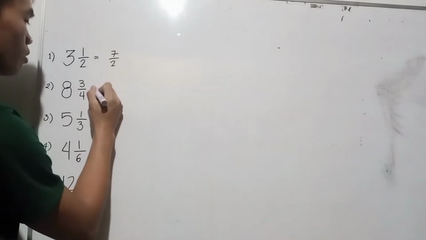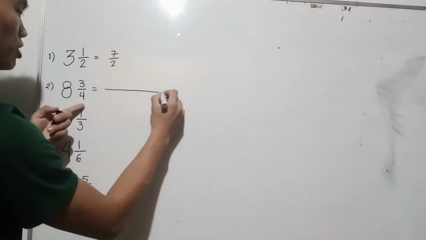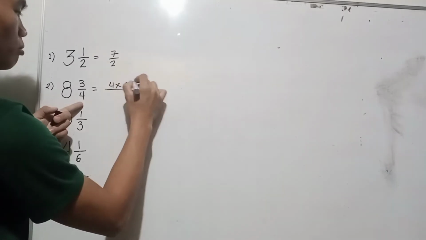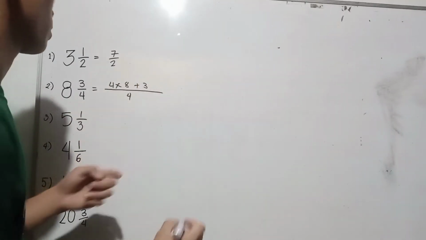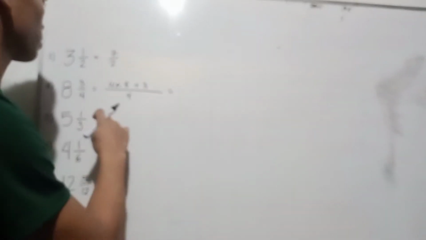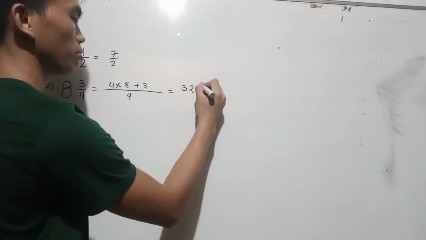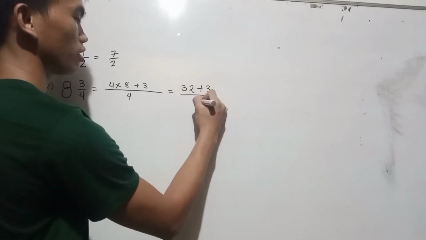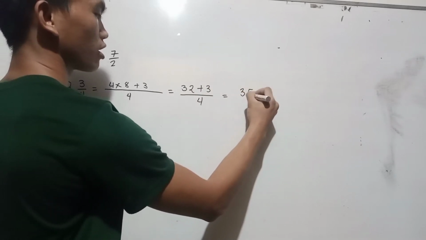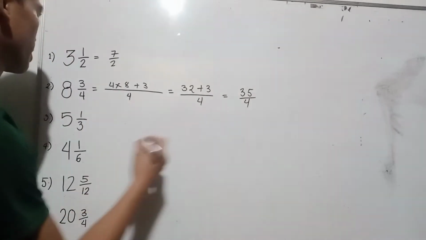So we'll move on to number 2. All we need to do is copy the denominator, which is 4. 4 times 8 plus 3. We'll put the plus sign here. So 8 times 4 is 32 plus 3 over 4. So 32 plus 3 is equal to 35 over 4. So this is the final answer.